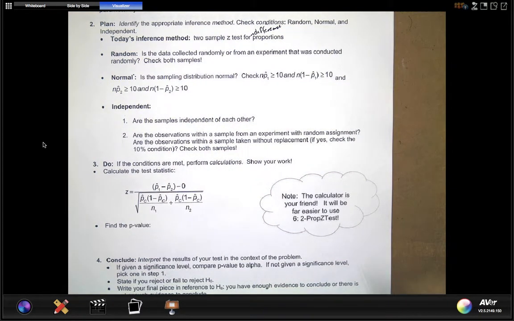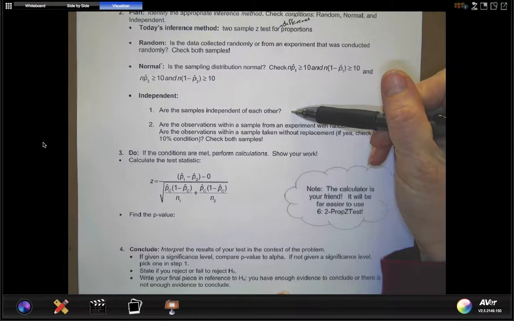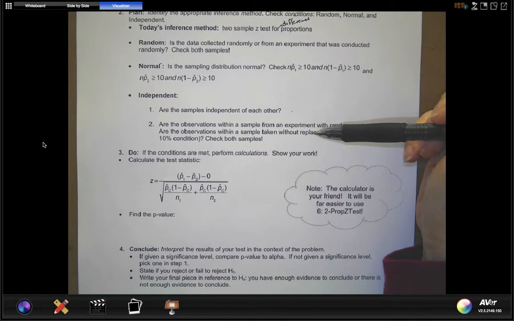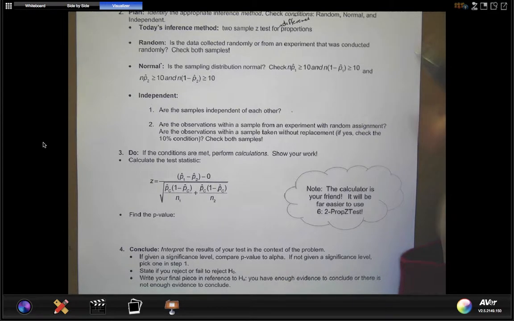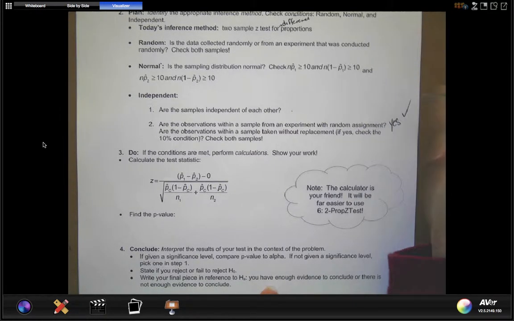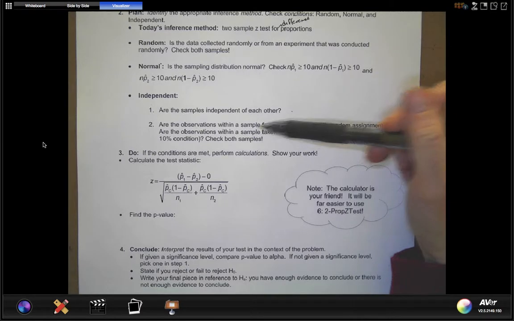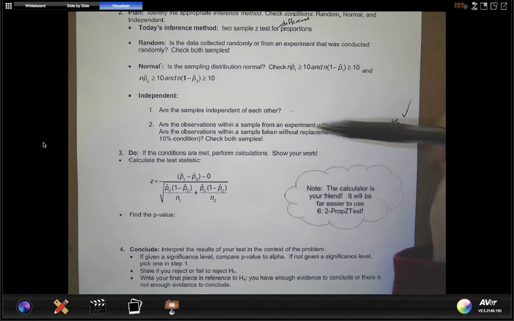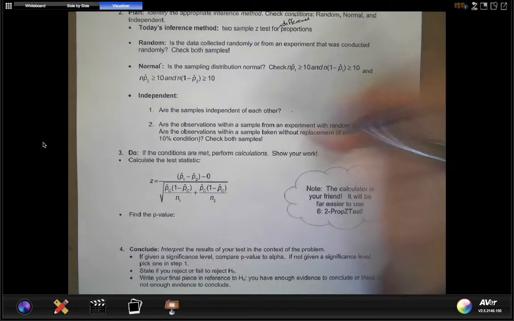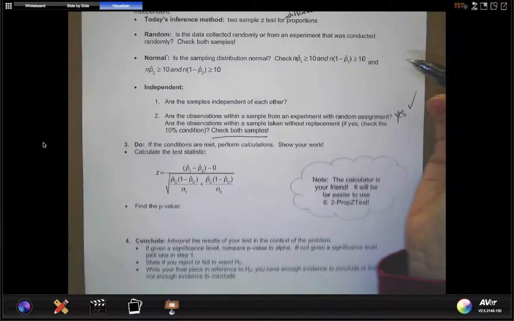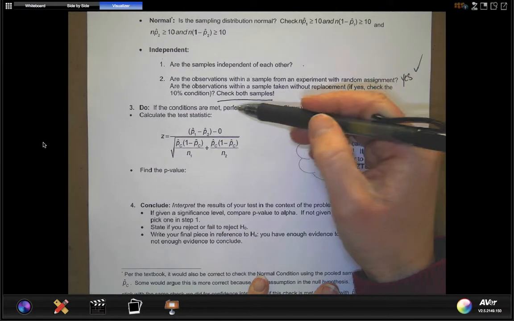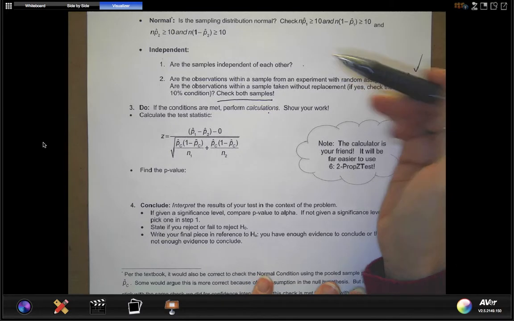Independence: just like yesterday, samples are independent of each other. Are the observations within a sample from an experiment with random assignment? If that's the case, we're good to go. If the observations are from a sample taken without replacement, then you have to check that 10% condition. You want to check both samples. If your conditions are met, then you perform your calculations, show your work.